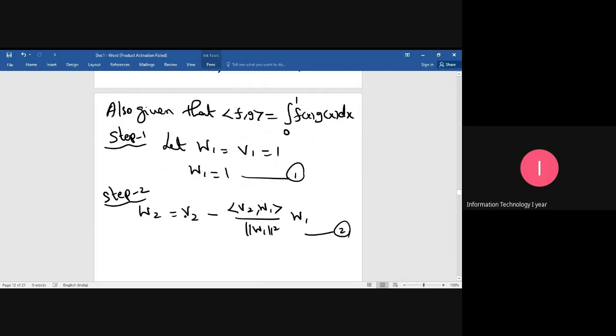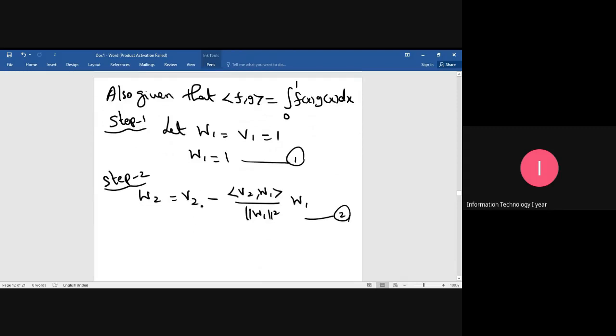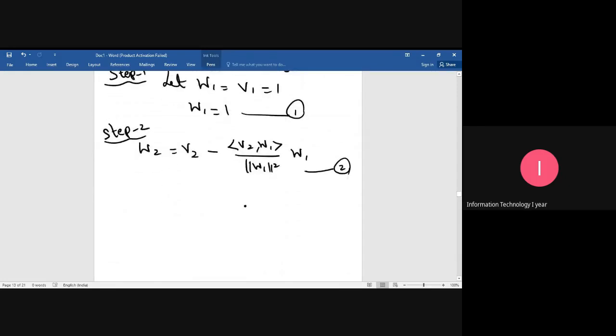Okay. So v2 we know. v2 is given, v2 is equal to x, right? You can substitute v2 by x here. And we need the answer for inner product of v2 comma w1, and also we need norm w1 square. So inner product of v2 comma w1: how do we find it? Substitute v2 is x, w1 is 1. So inner product of x comma 1. We know that inner product of f comma g, as defined in that question, is integral 0 to 1 f of x g of x dx.